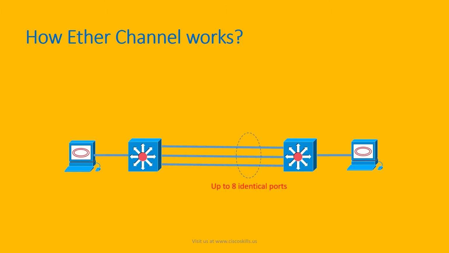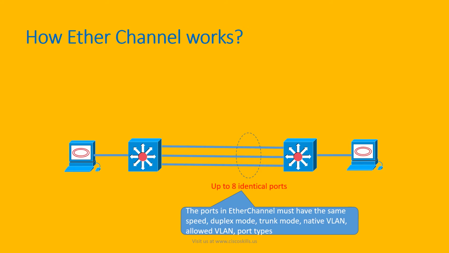So what do we mean by saying identical ports? In EtherChannel, the ports are identical if they share the same speed, duplex mode, trunk mode, native VLAN, allowed VLANs, and port types. So as long as the ports share the same characteristics like this, they can be grouped to form an EtherChannel, and we can configure up to 8 identical ports.